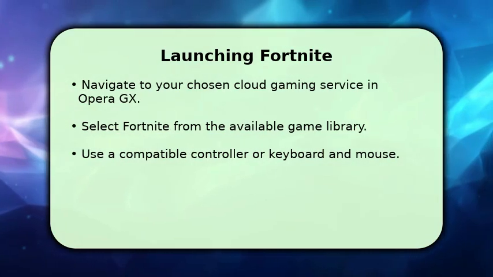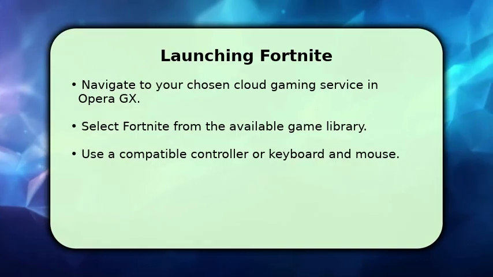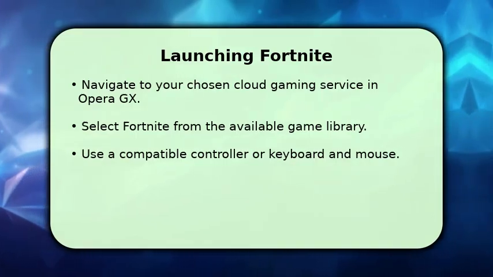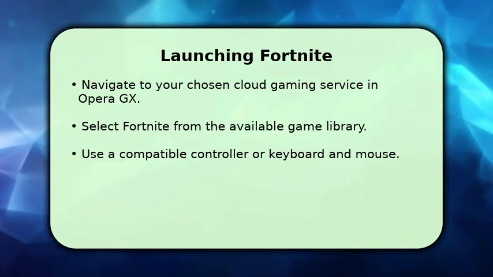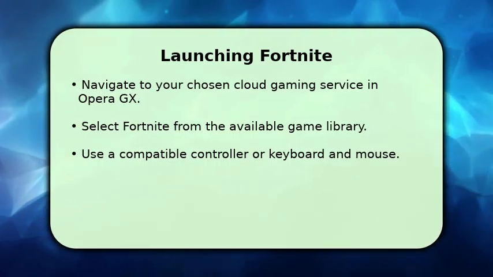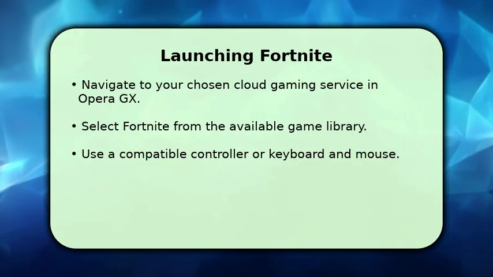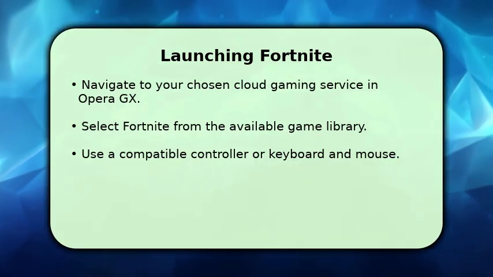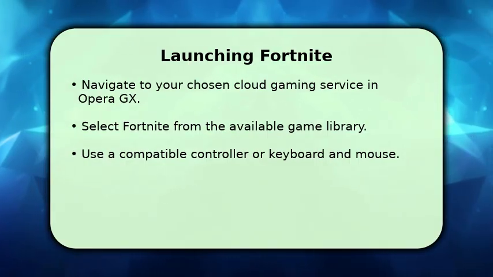Once your cloud gaming service is set up and linked, open Opera GX and go to the service's website. Find Fortnite in their game library and click to launch it. The game will stream directly to your browser window. You can use a compatible controller or your keyboard and mouse, just as you would with a locally installed game. Enjoy the convenience of playing without a large download.